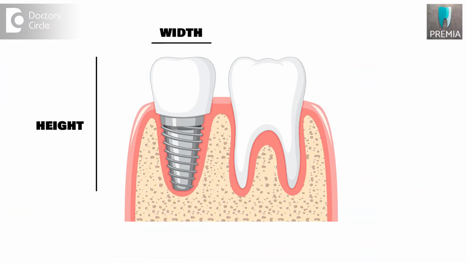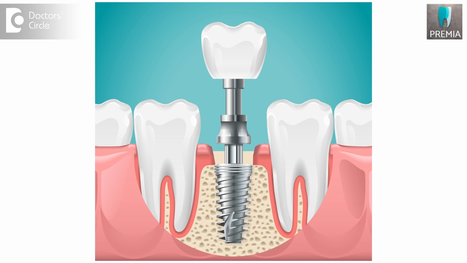So once you finish the diagnosis, you're ready with the CBCT, you're planned accordingly, the height of the implant, that is the length of the implant and the width of the implant. Then you go forward with your placement of the implant.